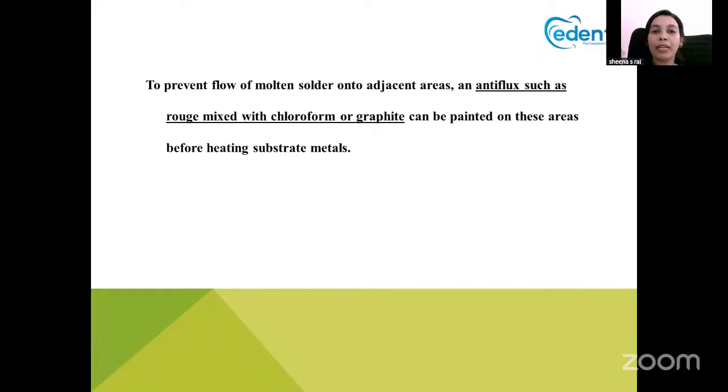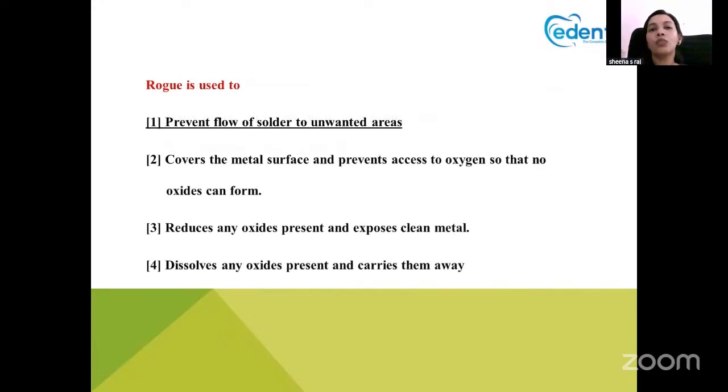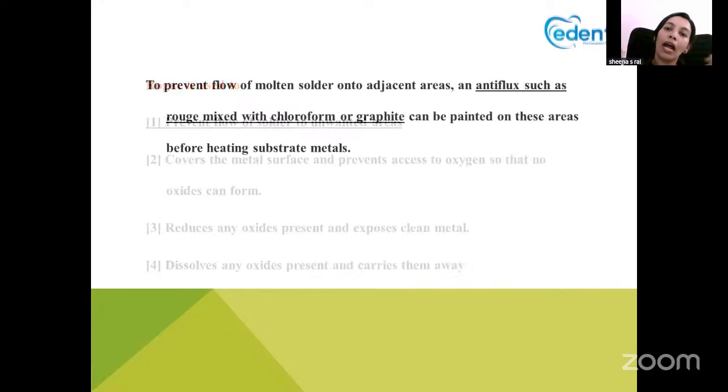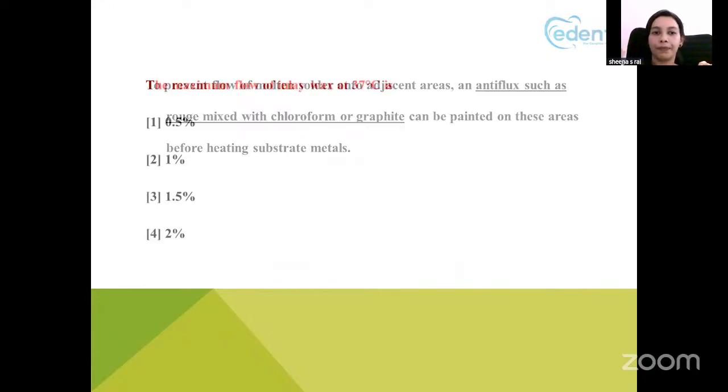It is mixed with chloroform and graphite, and we will be painting it on the area before heating the substrate metal, right? So the question is, Rauch is used for? We know it is to prevent the flow of the solder to unwanted areas. Flux helps in flow. Rauch is an anti-flowing material, or anti-flux material, right?